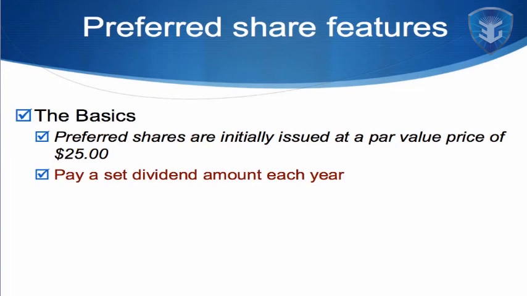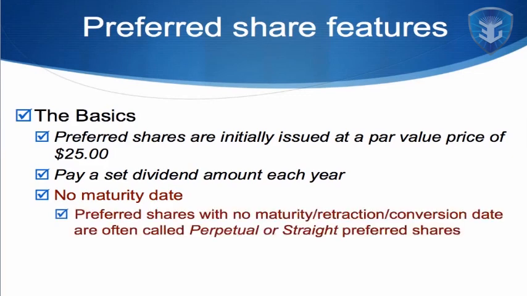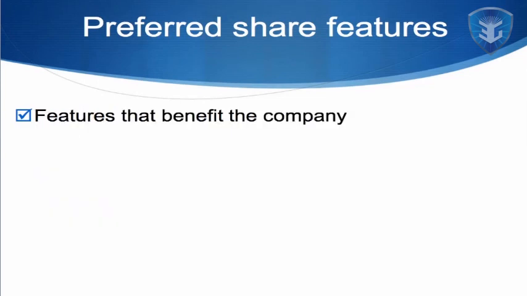In addition to this, the preferred shares will pay a set dividend amount each year, and typically the dividend is paid in quarterly installments. Typically, preferred shares do not have a maturity date. Also, within the investment industry, preferred shares that do not have any kind of retraction feature or conversion feature are often referred to as perpetual or straight preferred shares.